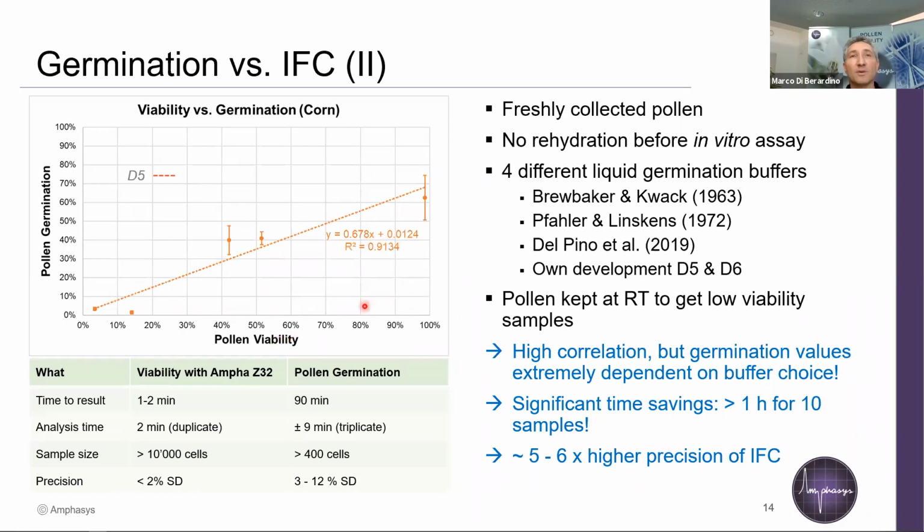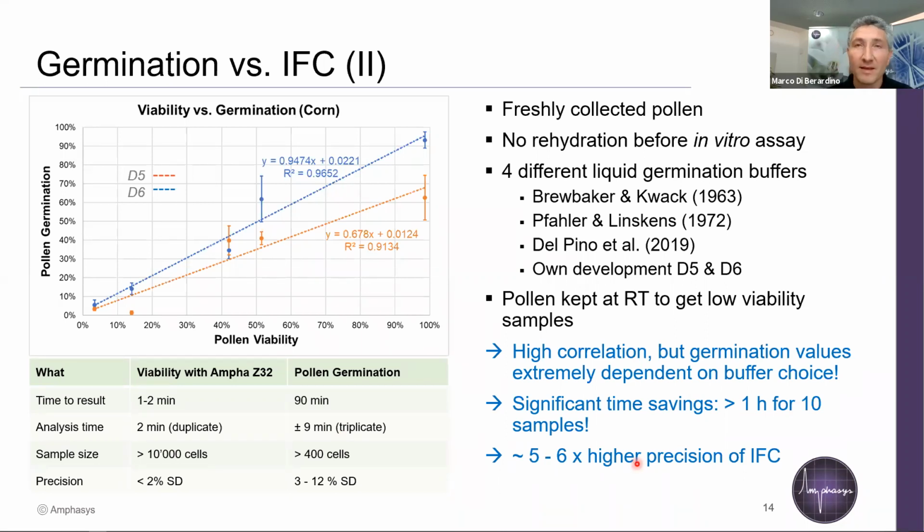Here, for example, with this slope, around 67% of pollen that was judged as viable by IFC germinated, and using the next one, the D6, almost 95% germinated. So we could basically reproduce the same results as we have done with pollen. And again, we had significant savings in time measuring it by IFC as compared to the values done with pollen germination.